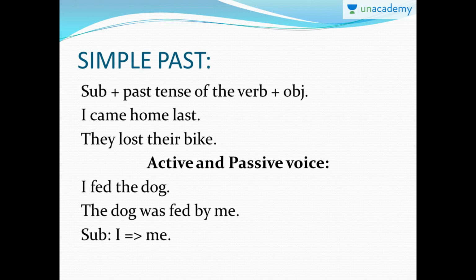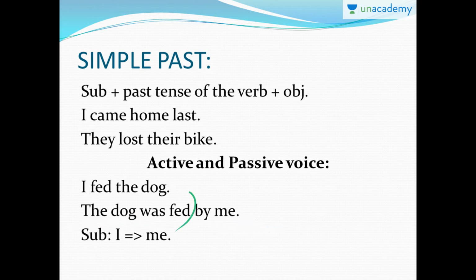First one, I fed the dog. Here I is the subject, dog is the object, feed is the verb. As we know, the object comes in the beginning. So the dog was fed by me. I changes to me. Since it's simple past, we use was. In simple present we used is, so here we use was or were. So, the dog was fed by me.